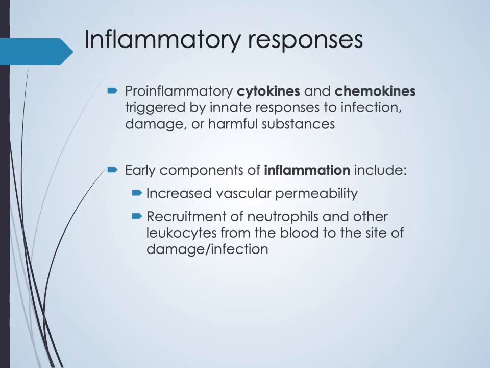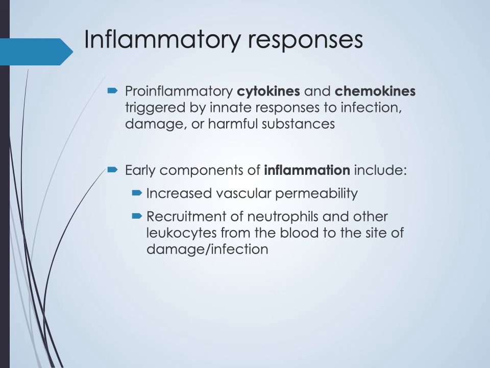So next we'll look at inflammation. So inflammation is going to be initiated by pro-inflammatory cytokines and chemokines. If you remember from part 1, we had talked about how when the receptors and ligands bind, one of the downstream effects is production of cytokines. These cytokines and chemokines will then initiate a response that we would call inflammation.